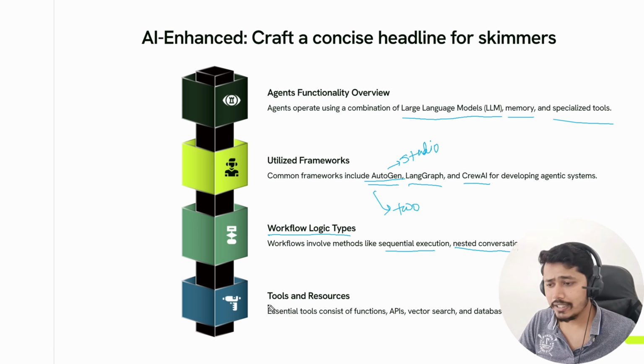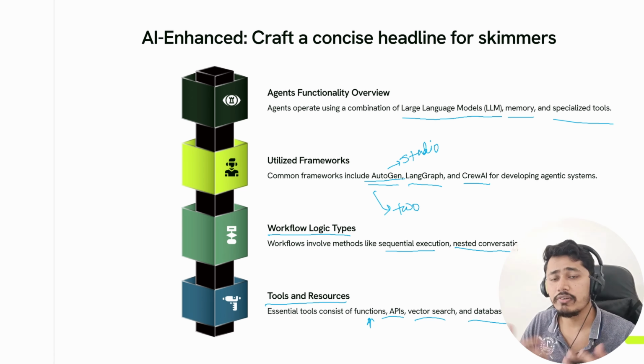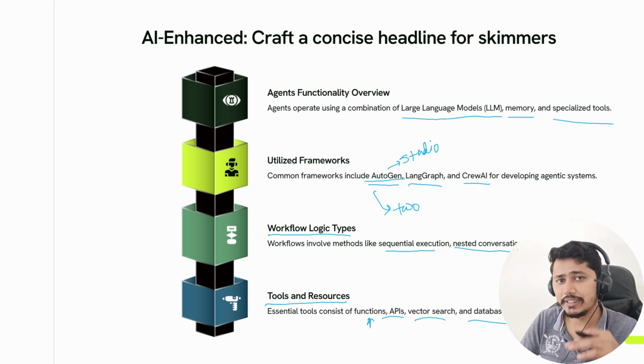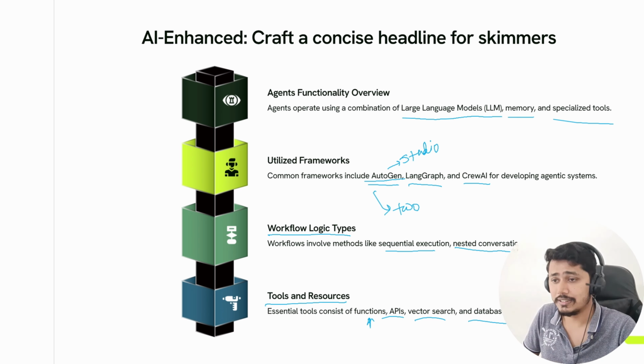And we have already covered the tools and resources part, because these tools are nothing but functions. They can be Python functions, APIs, vector search, or databases for operational effectiveness. These functions are your custom way of defining your tools, and with the help of that, your agents have the functionality to perform your custom task, and that is very, very important.